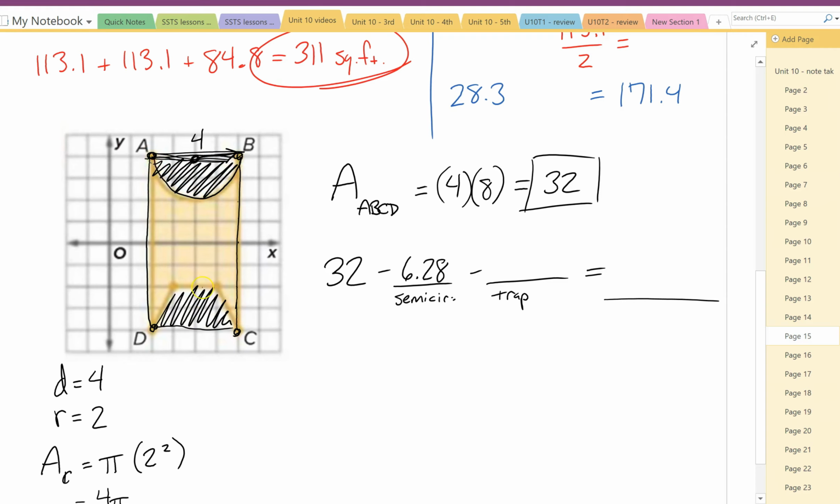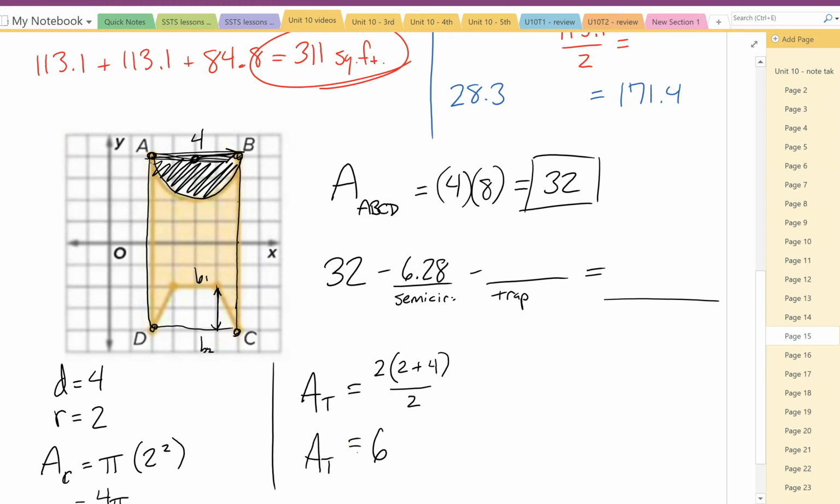Now I need to figure out the area of this trapezoid that I cut out. The area of a trapezoid is the height, which, if I erase my shading here, I can see that from this base to this base, the distance between those two is 1, 2, times base 1, which is 2, plus base 2, which is 1, 2, 3, 4, and then I divide that by 2. So 2 plus 4 is 6. 6 times 2 is 12, divided by 2 is 6. So the area of the trapezoid here is going to be 6.